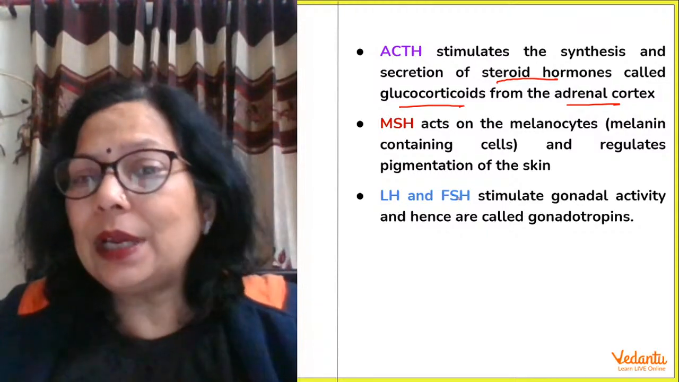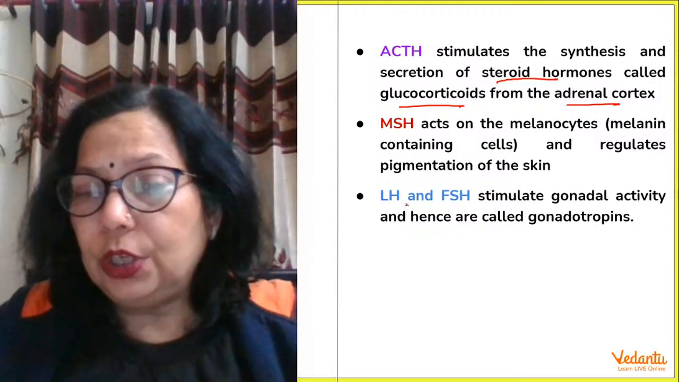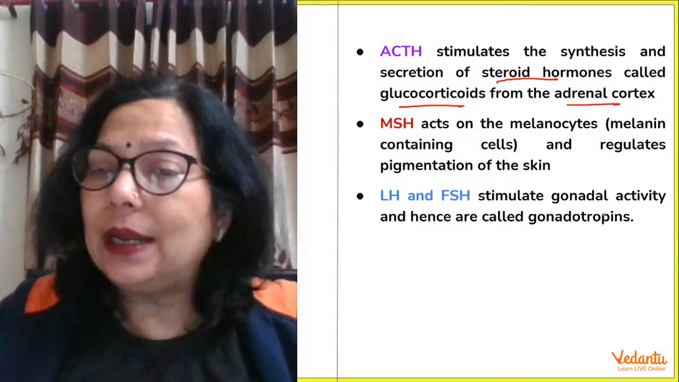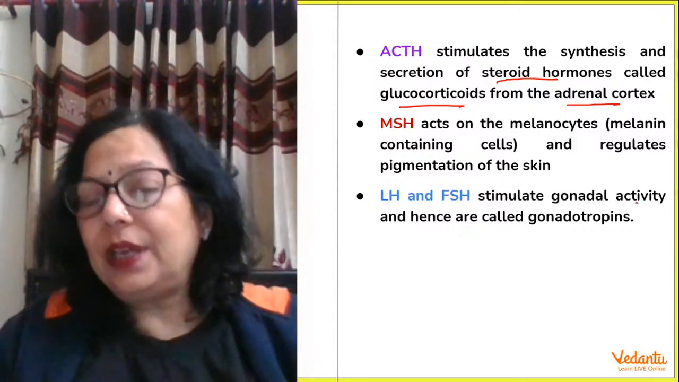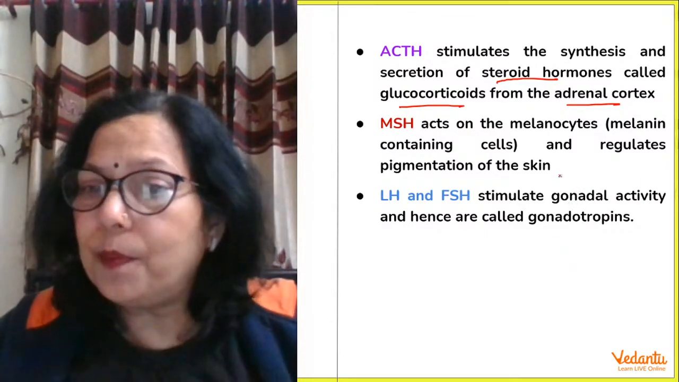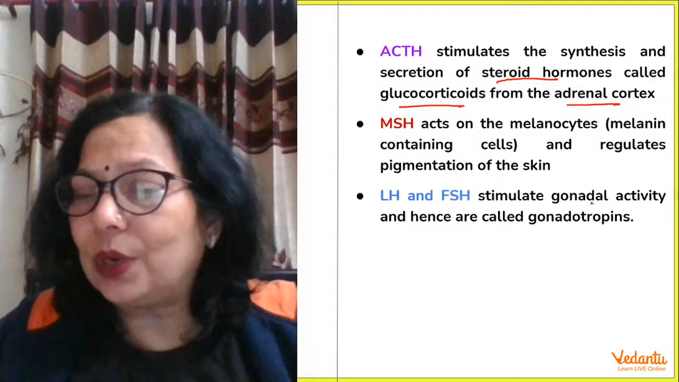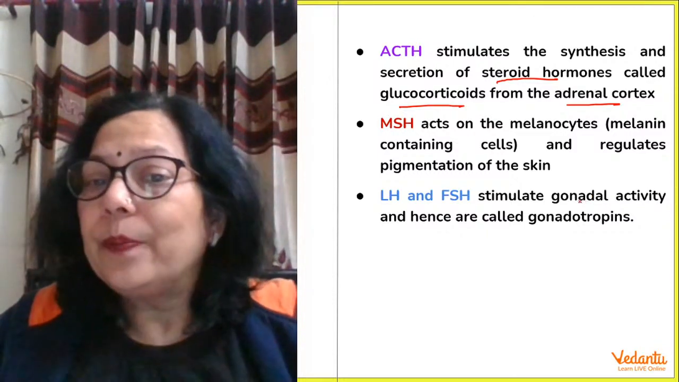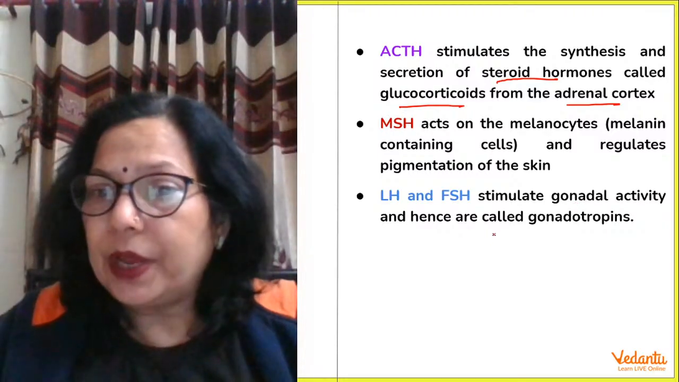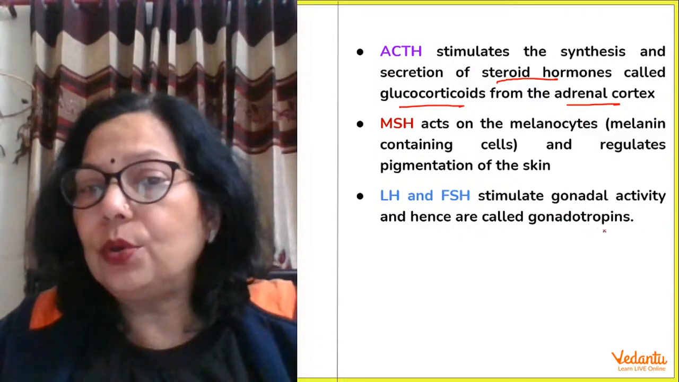Luteinizing and follicle stimulating hormone, luteinizing and follicle stimulate gonadal activity. Again, gonads activity is testes या ovary की activity. Genital parts की activity, genital gonad words is connected to reproductive organs, reproductive cells, and hence are called as gonadotropins.